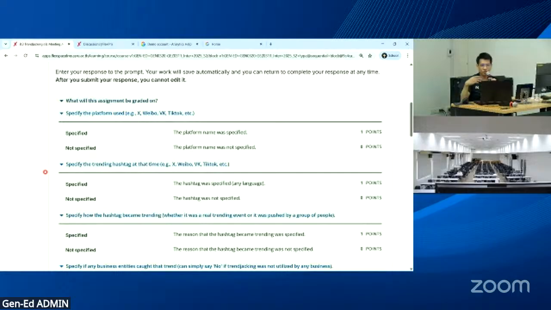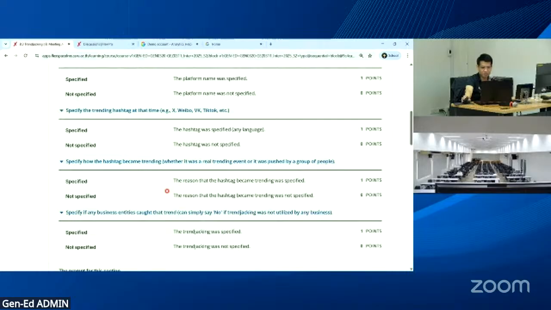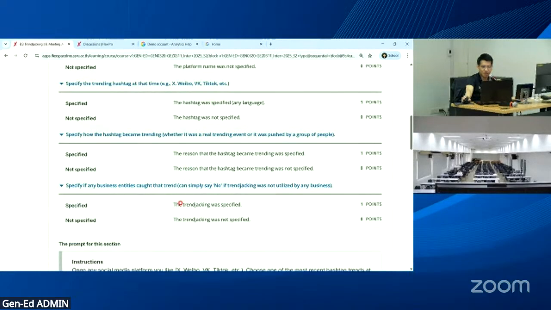When you see your peers' or your friends' response, check if they specify the platform. If yes, then they get 1 point. Check if they specify the hashtag. If so, give them 1 point. Check if they specify the reason why the hashtag became trending. If so, that's 1 point. And check if any business caught the trend. If they specify the information, give 1 point, or they can simply say no. That's also acceptable because no business utilized the hashtag at that moment.